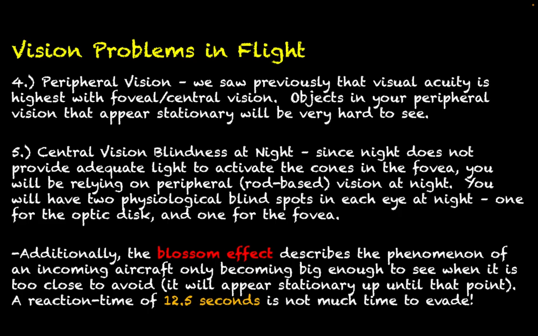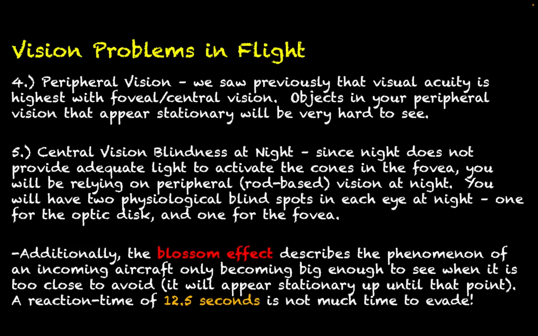And then your book also makes mention of what is called the blossom effect, which describes the phenomenon of an incoming aircraft only becoming big enough to see when it is basically too close to avoid. This is, again, one of those limitations of foveal vision where it is very hard to appreciate a moving object if it is right in the center of your vision. So that object will appear to be stationary up until the point where it gets really big very fast, and it is basically too close to avoid at that time. Your book estimates that the reaction time necessary to avoid that aircraft as soon as it appears at the very end of your vision is about 12.5 seconds.